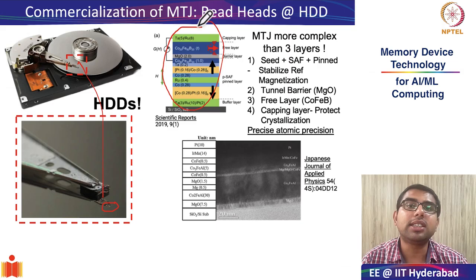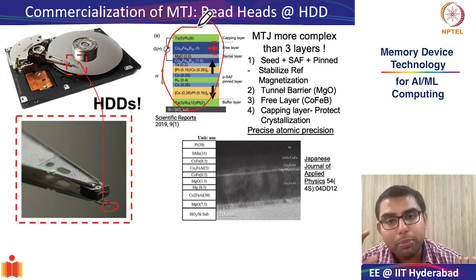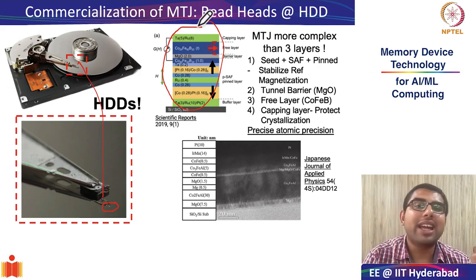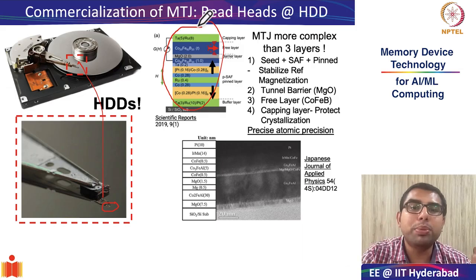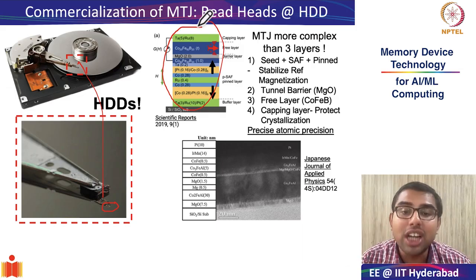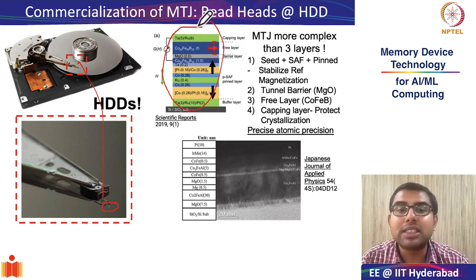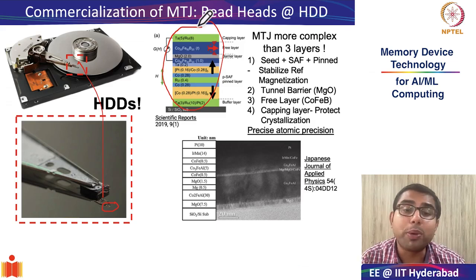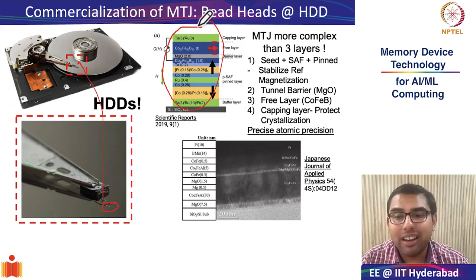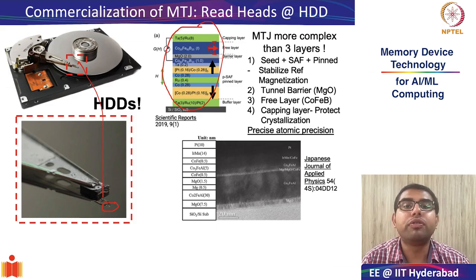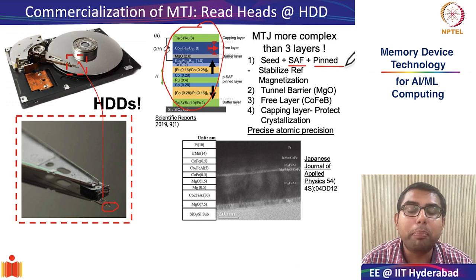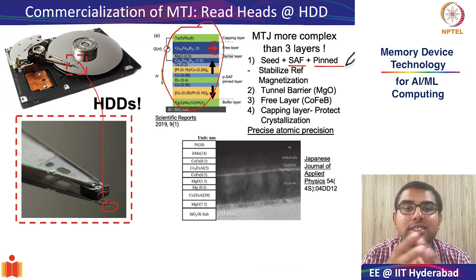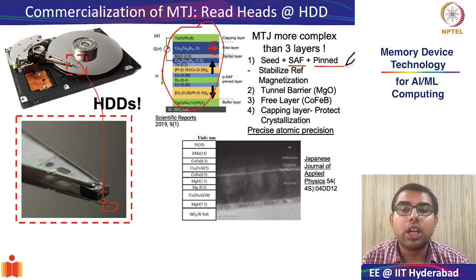So actual MTJs consist of many more layers, but they can be subdivided into 4 main categories depending on how they help the MTJ give very large TMR percentages. So optimized MTJs nowadays can give TMR percentage of 400 to 500% also. The first layer is a combination of the seed layer, the synthetic anti-ferromagnetic layer, and the pin layer. And the job of all these 3 combined is to stabilize the magnetization of the reference layer.